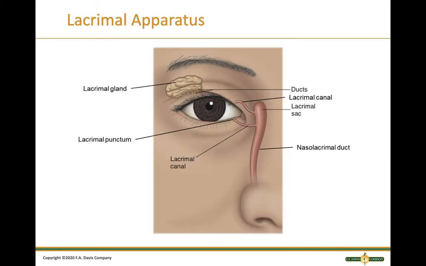Then in the next figure we can see the lacrimal gland. It makes tears, which helps clean our eyes. We can also see here the nasolacrimal duct. This carries tears down to the nasal cavity, so that explains why you get the sniffles when you're crying.